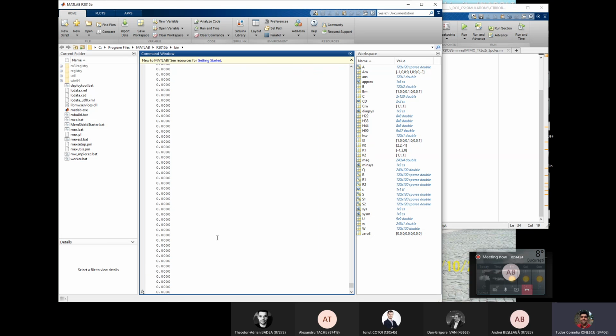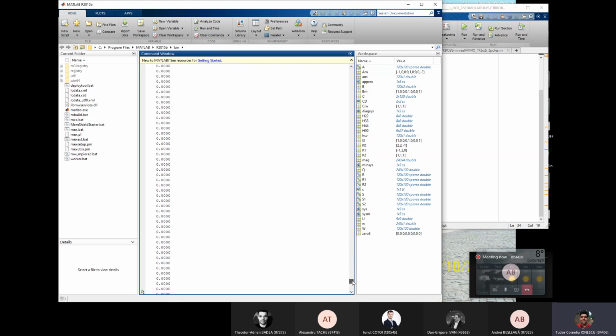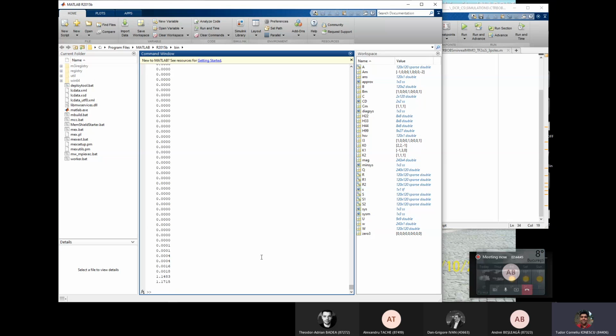Please also keep in mind that the system is stable. So you should have very small values. You see, you have some huge eigenvalues and also very small eigenvalues, and probably many of them are zero.